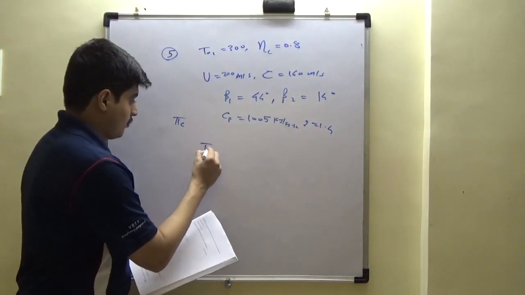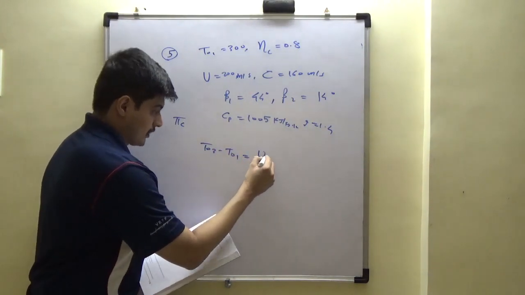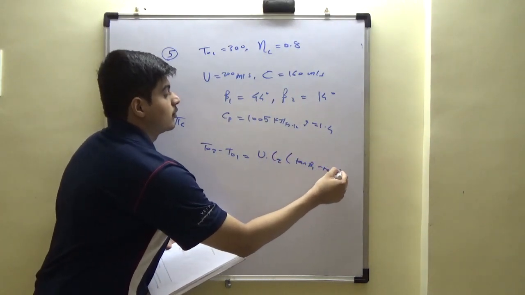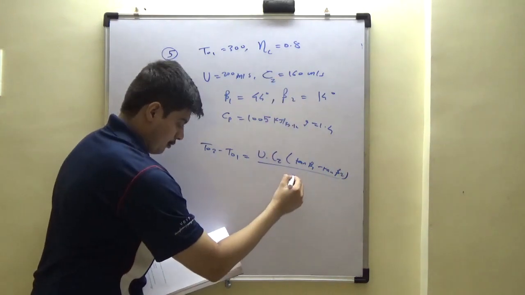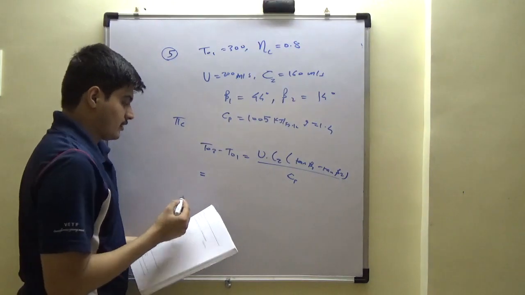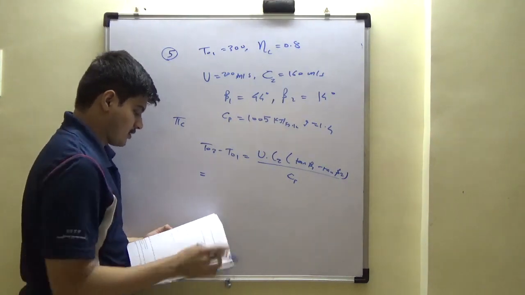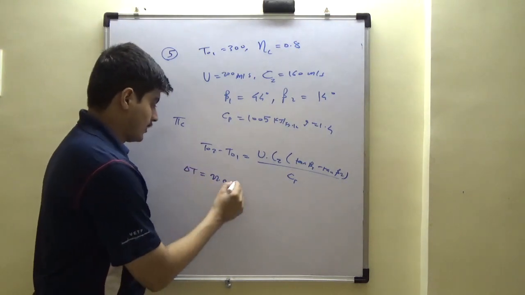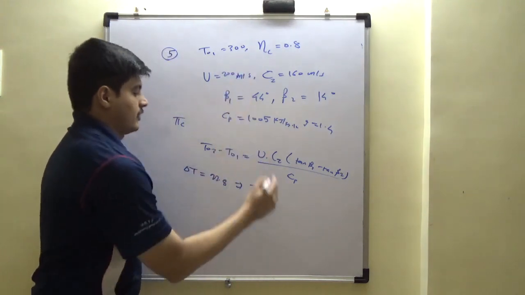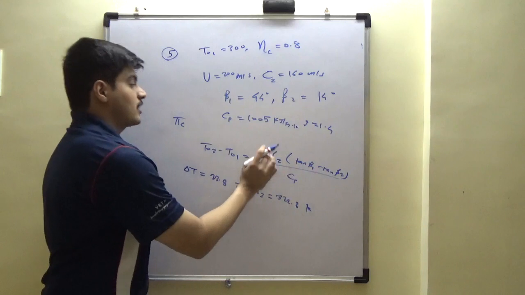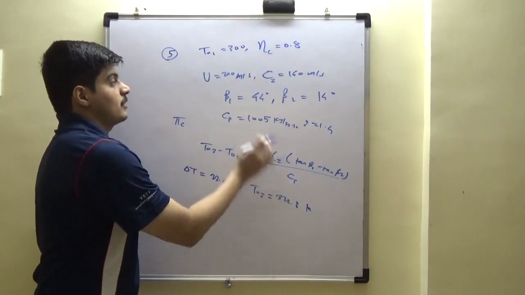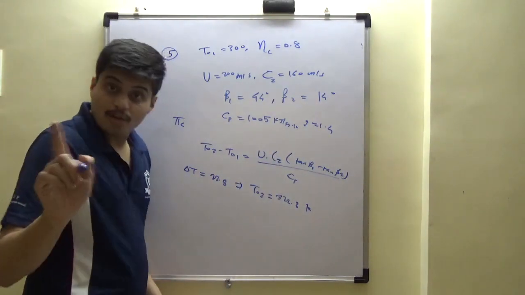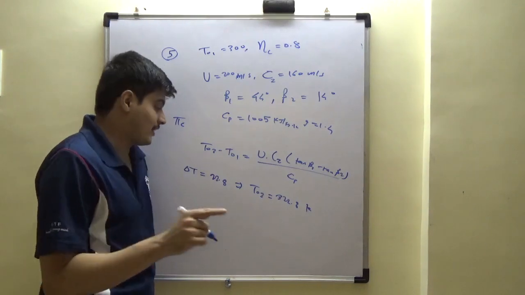Now, what is T03 minus T01? It is U Cz (tan beta 1 minus tan beta 2) upon Cp. Therefore, if you substitute this, what will be the delta T? 22.8. That means what is T03? 322.8 Kelvin. You just have to substitute these numbers: 200 into 160 upon 1005, tan of 44 minus tan of 40. And that is not equal to tan of 30. Please don't make that arithmetic error.